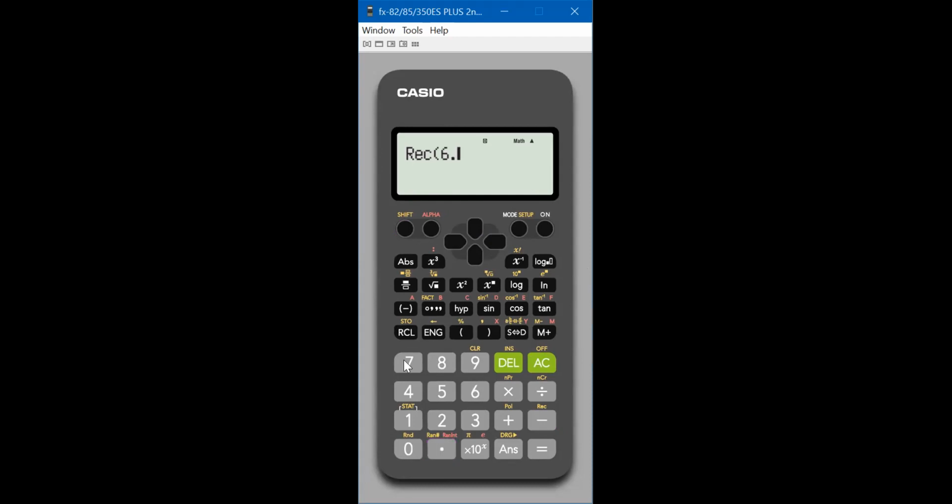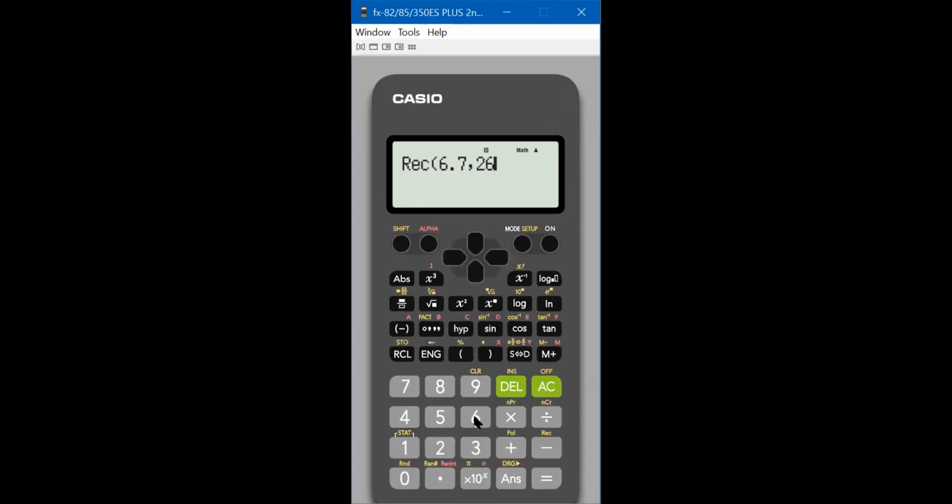So it will be now 6.7 comma the angle 26.56 equals to. So now you can see that this is 5.99. So that is equivalent to our 6. And now the imaginary part is 2.99 and that is equivalent to 3. So when you round it off, 2.99 becomes 3, and 5.99 becomes 6. So this is how you do the conversion.